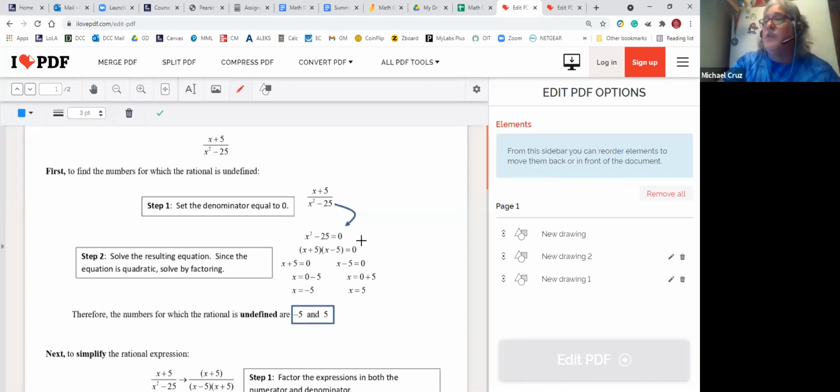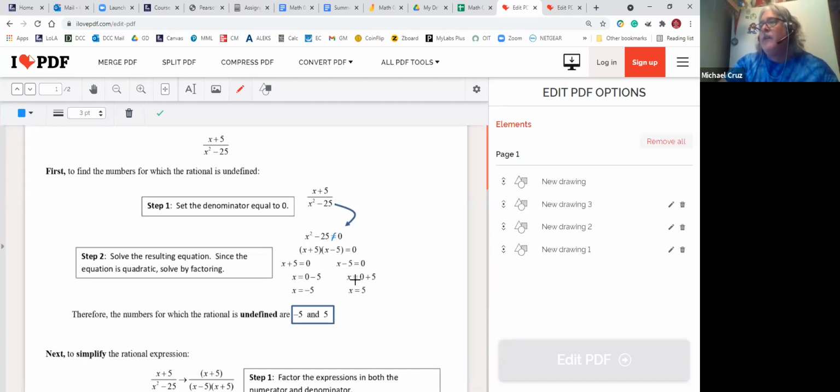Sometimes what I do just to help me keep it straight is put a line through there, because that's what it's not going to be able to be equal to. It's still following the same pattern of solving, but I do that just to show that we can't have it be these numbers. So x plus 5 times x minus 5 is equal to 0, setting each one separately.